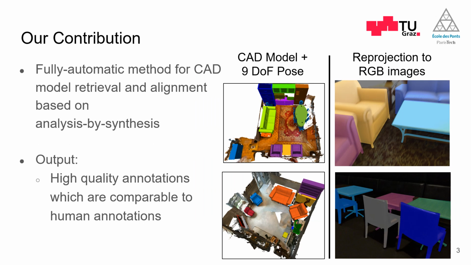In our work, we present a method to automatically retrieve good CAD models for objects in the scene. Our method is not based on learning and thus does not require registered 3D models. Instead, we rely on an analysis by synthesis approach to select a CAD model from a database. Our method delivers high-quality CAD model annotations where the reprojection of the CAD models fit well into the images.